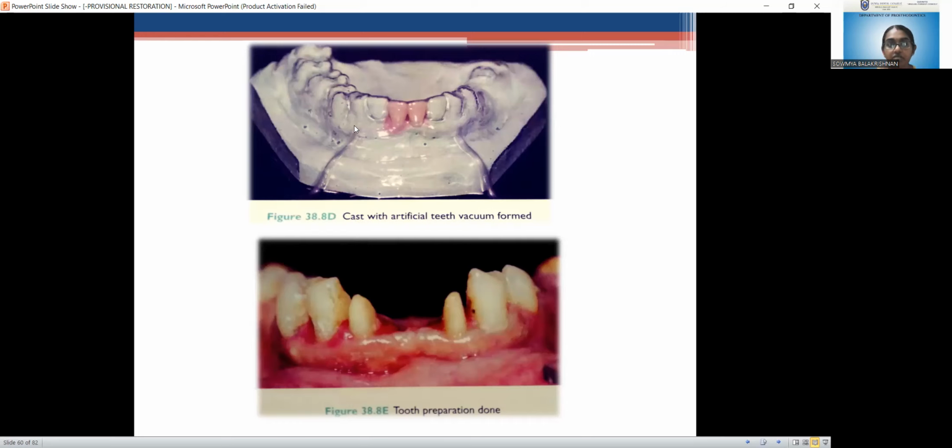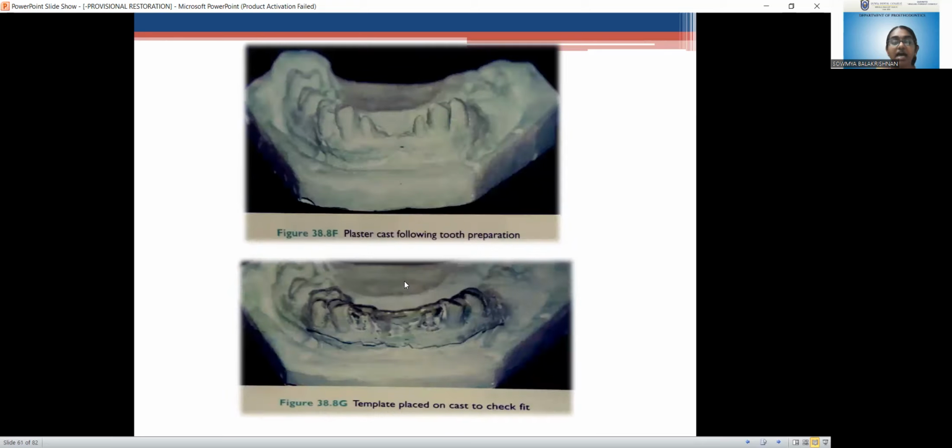So we have to trim the excess areas of the thermoform sheet. Now this is the template which we are going to use for our temporary restoration. Next, we have to recall the patient for tooth preparation. After the tooth preparation, we have to take the master impression. Then additionally we have to take one impression for fabricating the temporary restoration.